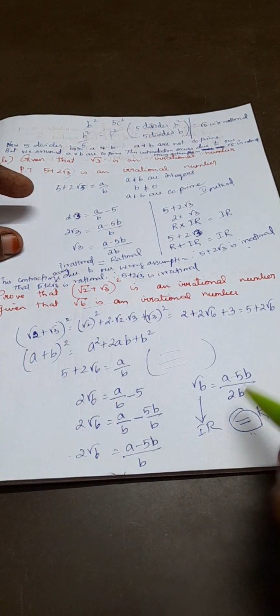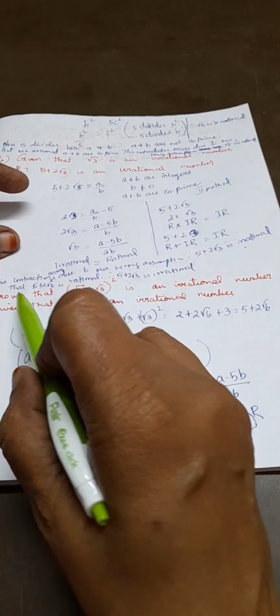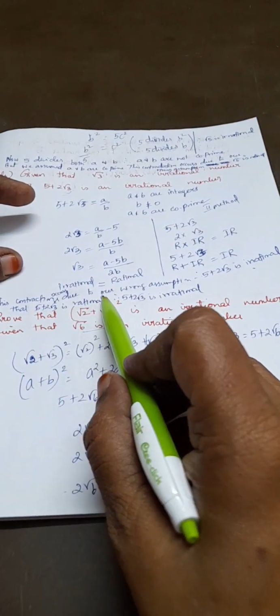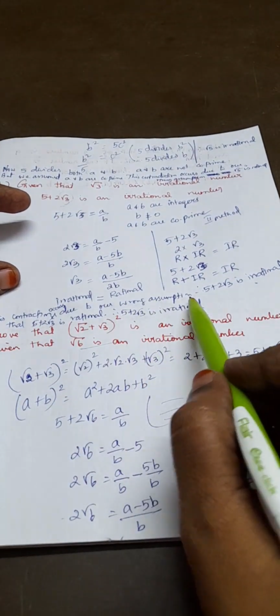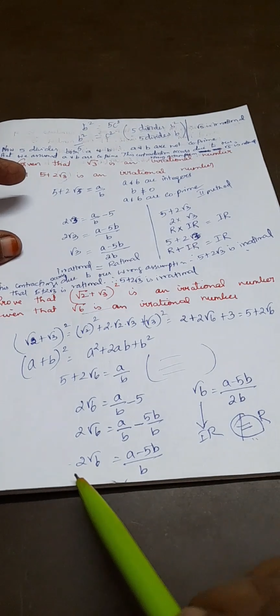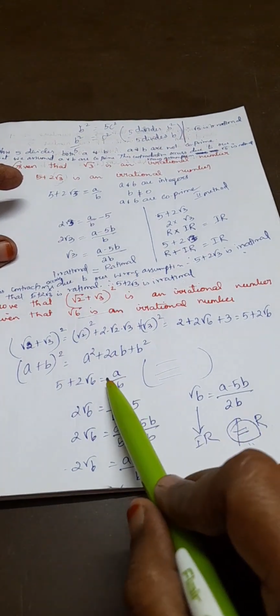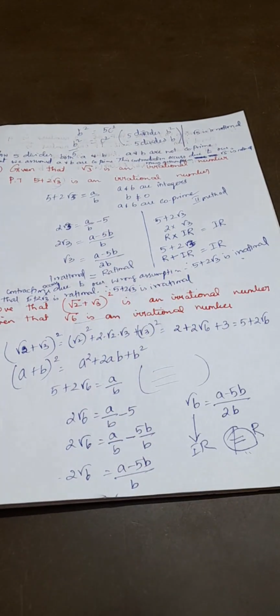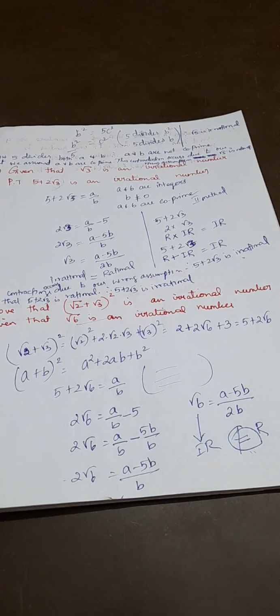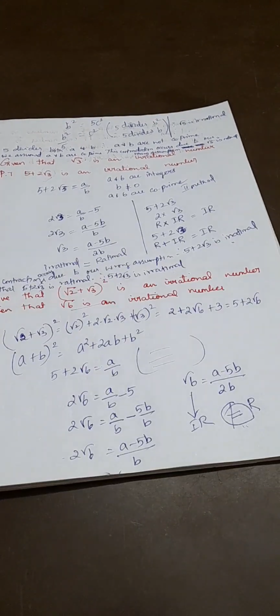Irrational equal to rational is not possible, right? So this contradiction occurs due to our wrong assumption that 5 plus 2 root 6 is rational. Therefore, 5 plus 2 root 6 is irrational. Is it clear? Shall we go to the next problem?